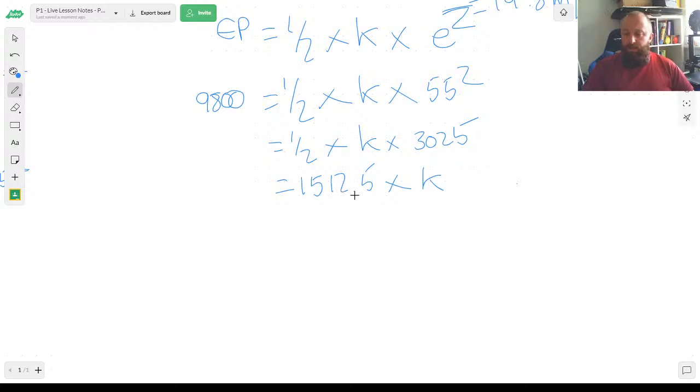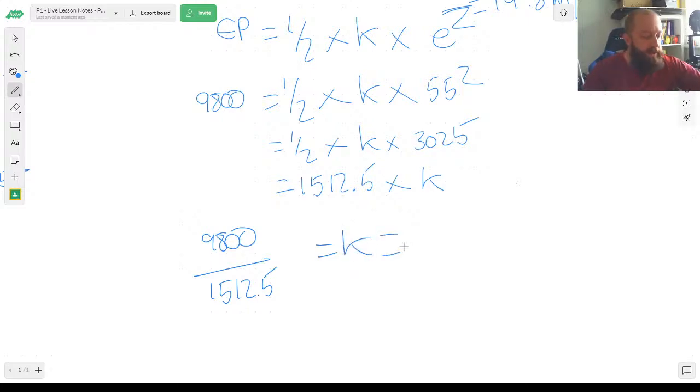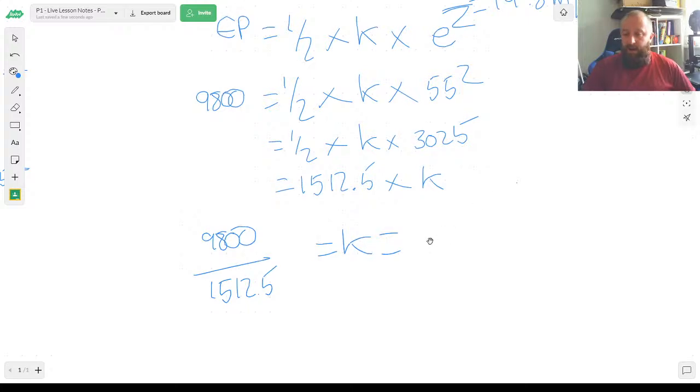I'm multiplying by 1,512.5. So, the opposite of that is to divide. So, 9,800 divided by 1512.5 equals K, which equals 6.5. So my spring constant would be 6.5.